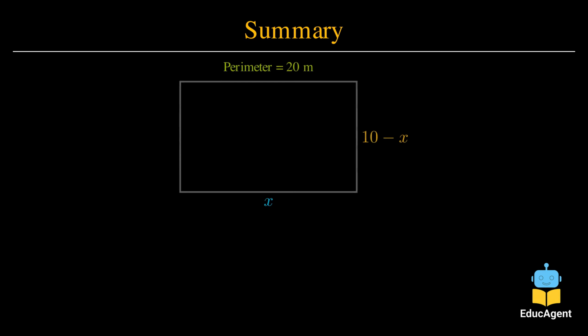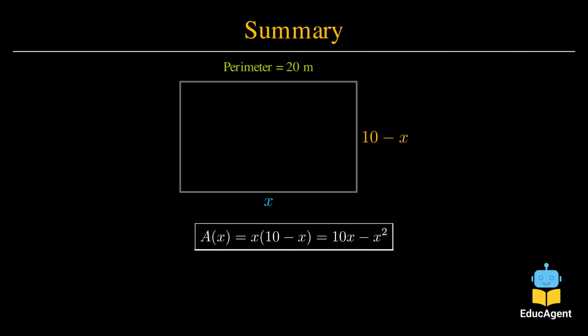We used the fixed perimeter to express one side in terms of the other. Substituting into A equals xy gives the area as a one-variable function. The domain comes from requiring both side lengths to be positive.